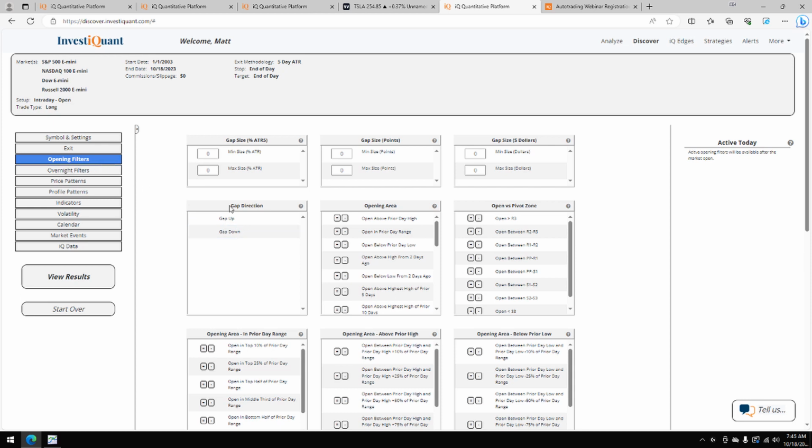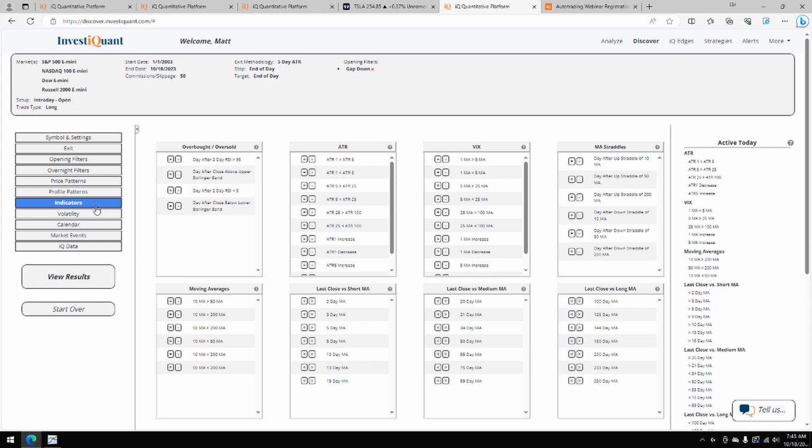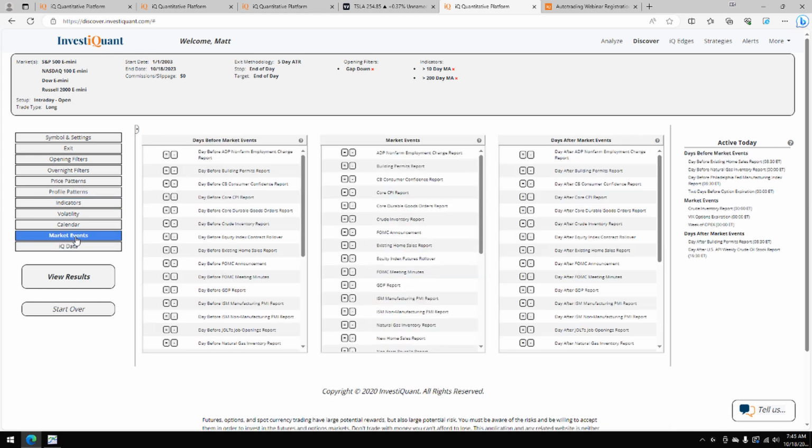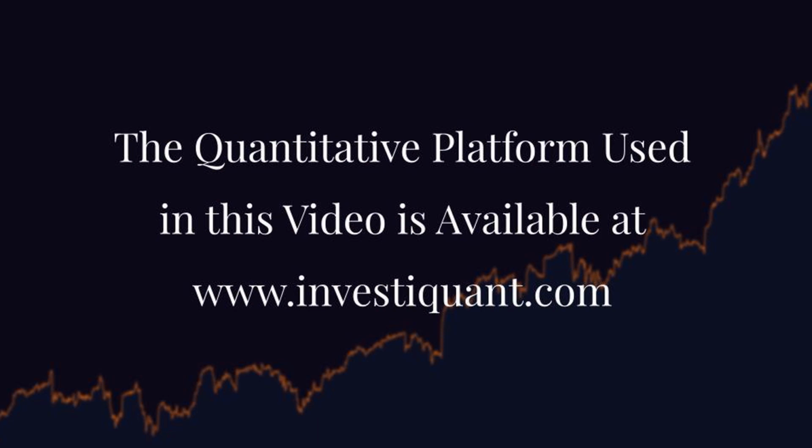So I'm going to go to opening filters, gap direction, click on gap down. Next thing I'm going to do is put us in a similar market environment. Yesterday closed above a 10 and 200-day simple moving average. And then lastly, in the market events library, I'm going to go to the active today section, which tells you what is true for today's session out of our different libraries. And from there, I'm going to click on the 2 days before options expiration. Just added that. You can see it's up here in the header now. I'm going to click view results.